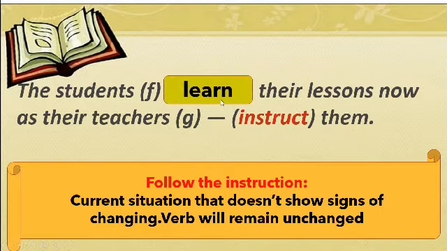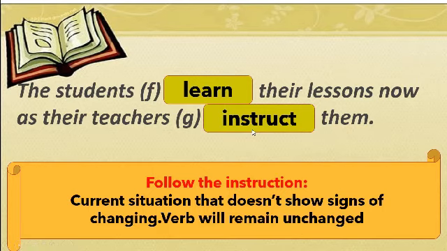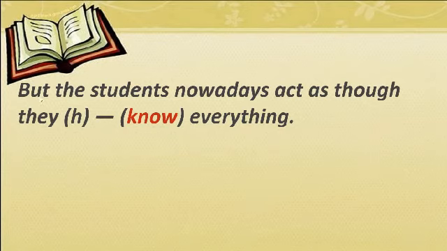The students learn their lessons now as their teachers dash instruct them. So in the same way, within the bracket the verb instruct will remain unchanged because of the plural number of the subject. So the sentence will be, the students learn their lessons now as their teachers instruct them. After that, but the students nowadays act as though they dash know everything.